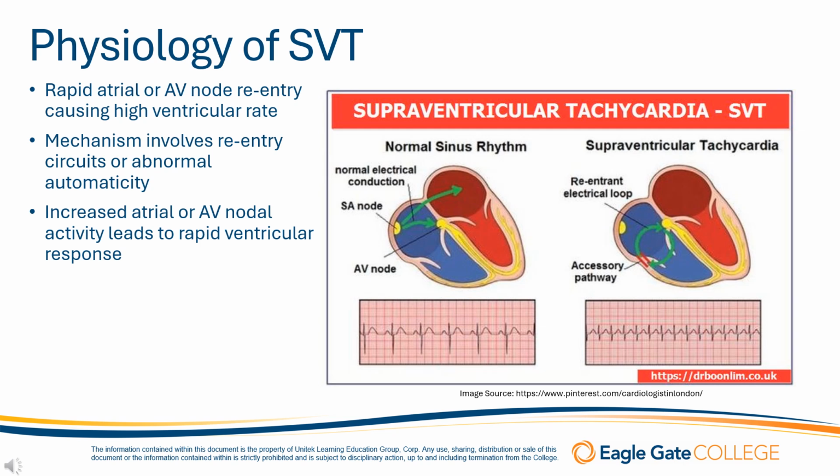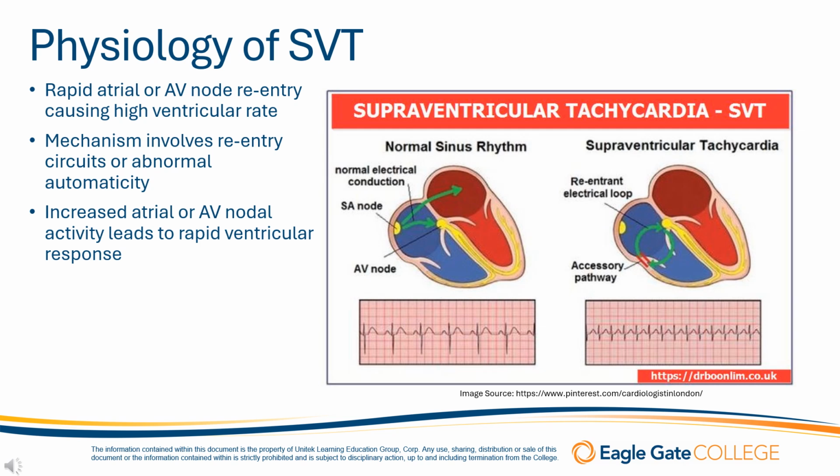Re-entry circuits can occur due to structural abnormalities, scar tissue from previous heart surgeries, or congenital conditions. These circuits create a pathway that allows the electrical impulse to re-enter and stimulate the atria or AV node repeatedly.